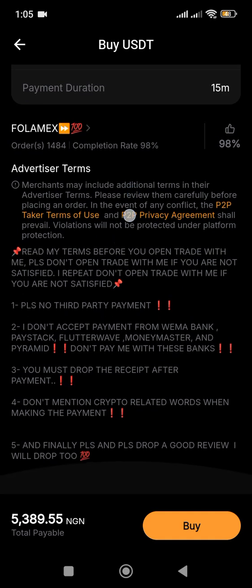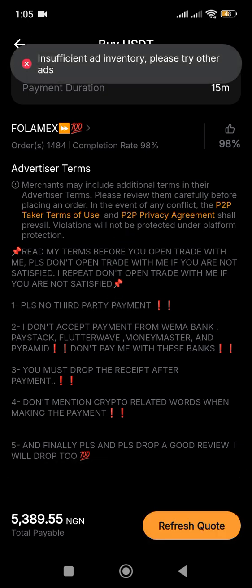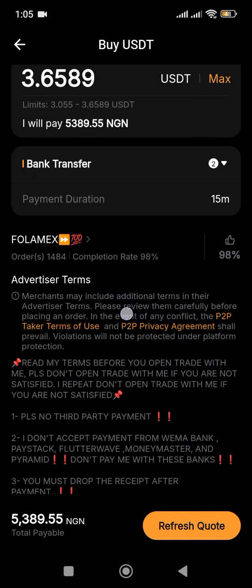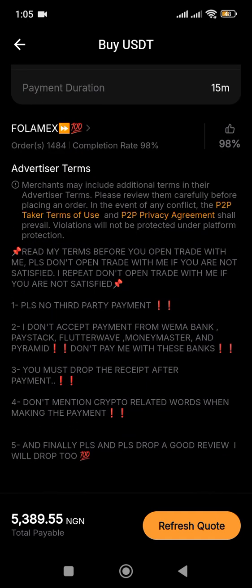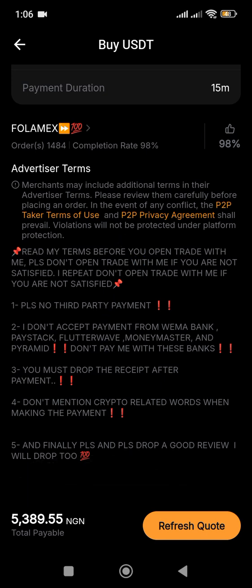So it is important to read the note that the seller has displayed. You can see it's telling me insufficient ad inventory. That means this person has actually sold that coin even before I come in. He has sold the coin. But let me still show you before I leave the page. So you have to read the information he displays and know whether it is something you can move ahead with the transaction with him or not.